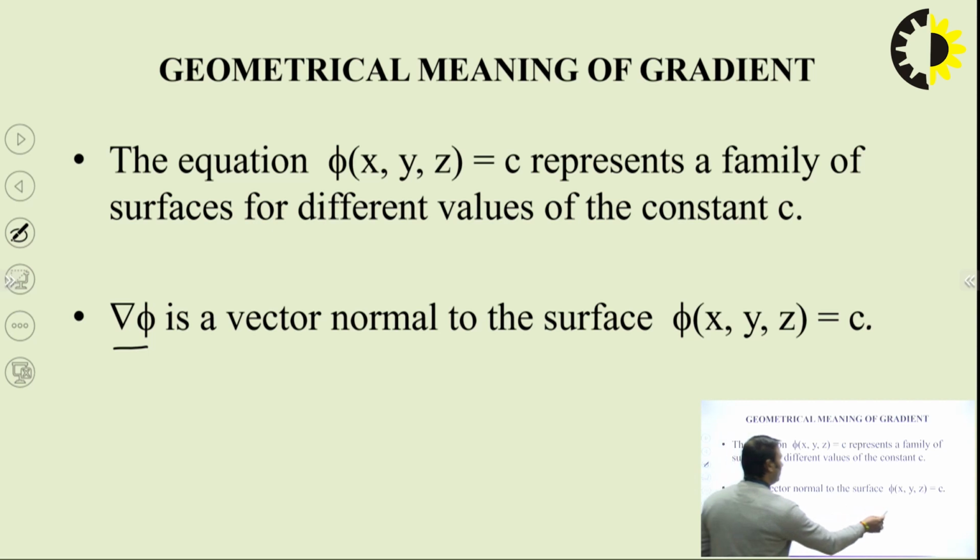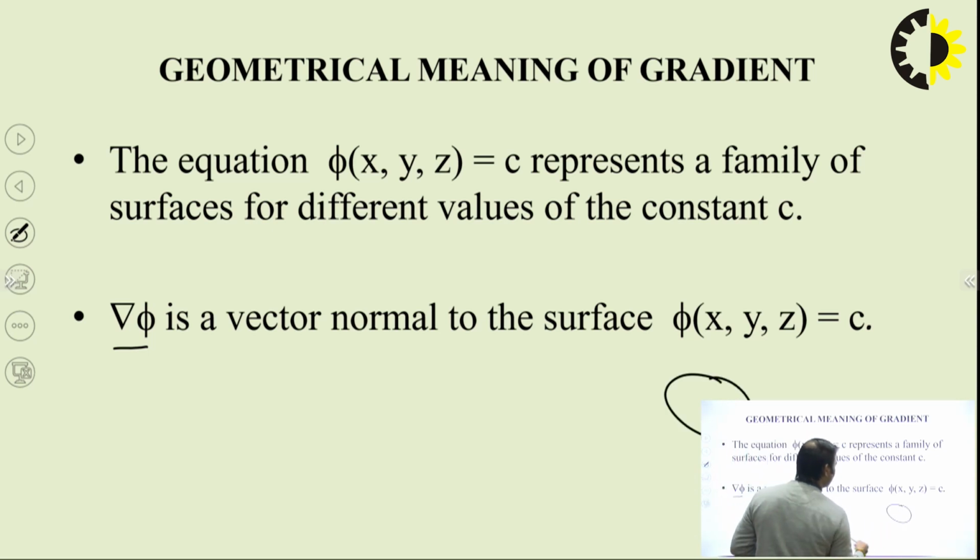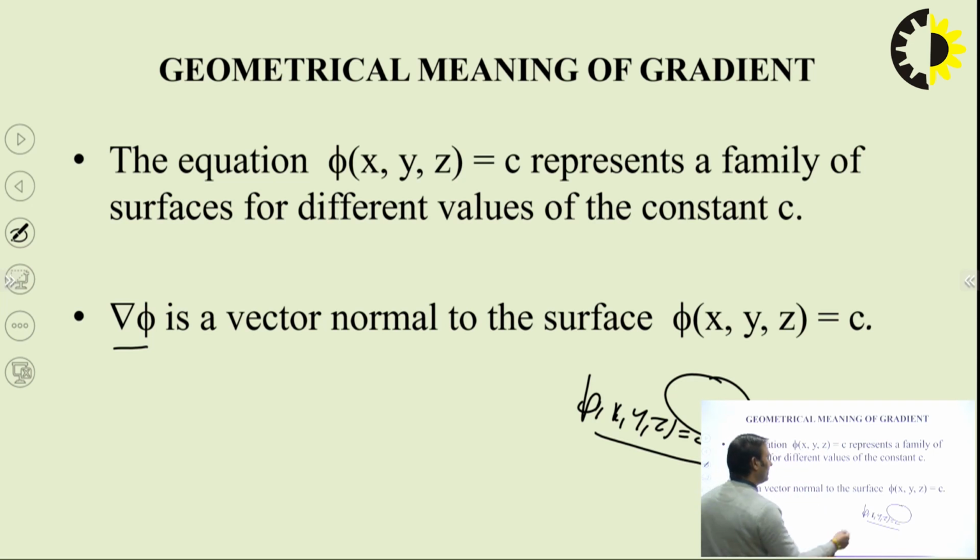Listen up, students, there must be a surface, like this is a surface, and this function is denoted by phi(x, y, z) equals c. Then the perpendicular vector to this surface is called the vector normal to the surface, and that is the meaning of gradient phi. So when we are looking for the outward unit normal on any surface, we are basically looking for the gradient of phi, right?